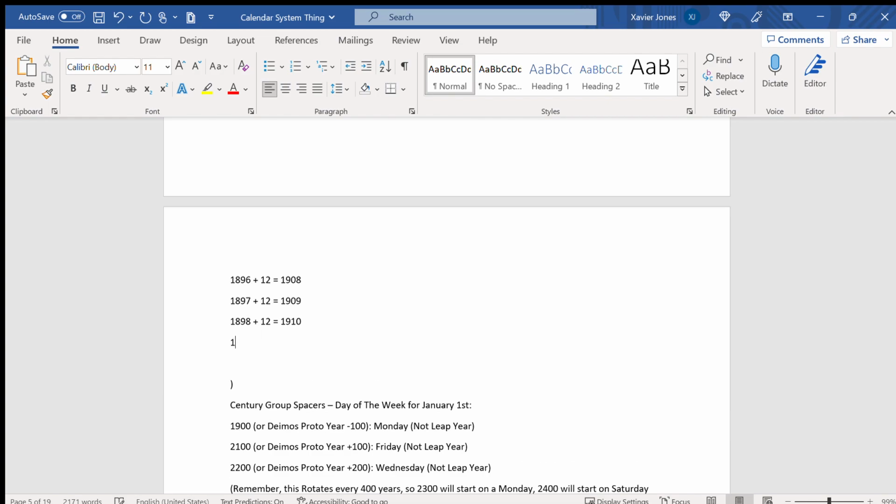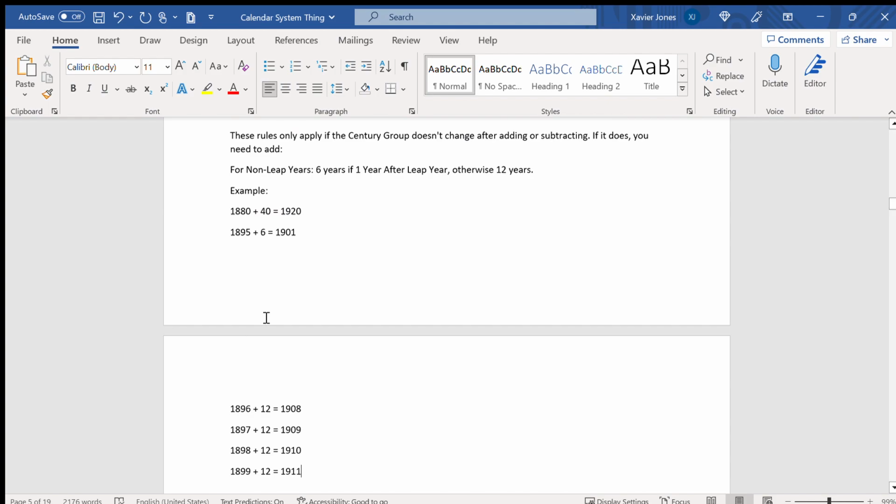And then 1899 plus 12. Let's see if this works, because I genuinely don't know. Calendar 1899, Sunday, no. 1911, also a Sunday, no. So cool. You can literally just add 12. Fantastic.